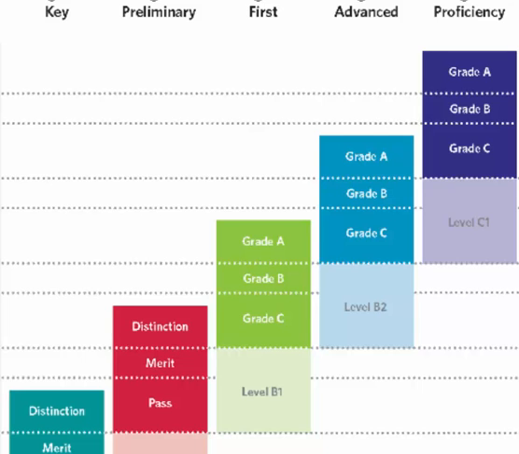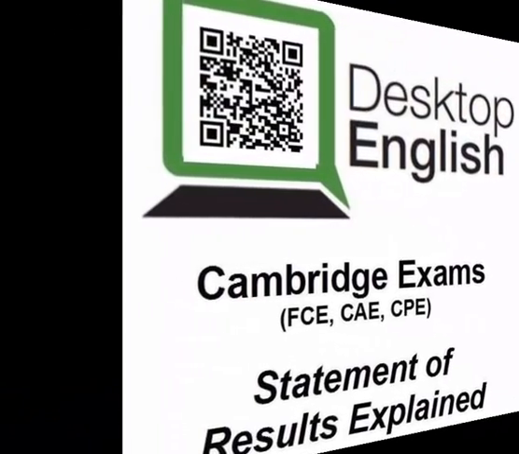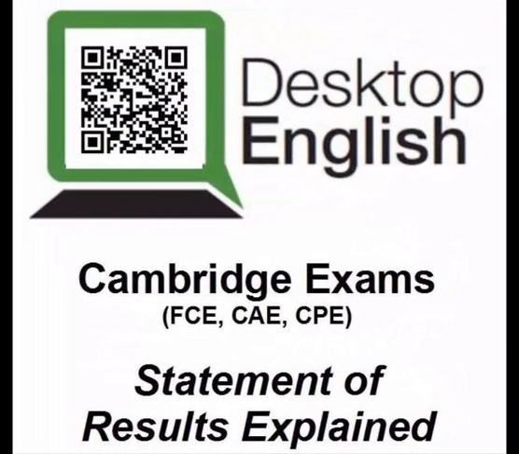As you can see, the Cambridge English Scale and the new version of the Statement of Results are very useful in determining exactly where our strengths and weaknesses are according to the Universal Common European Framework for Languages.